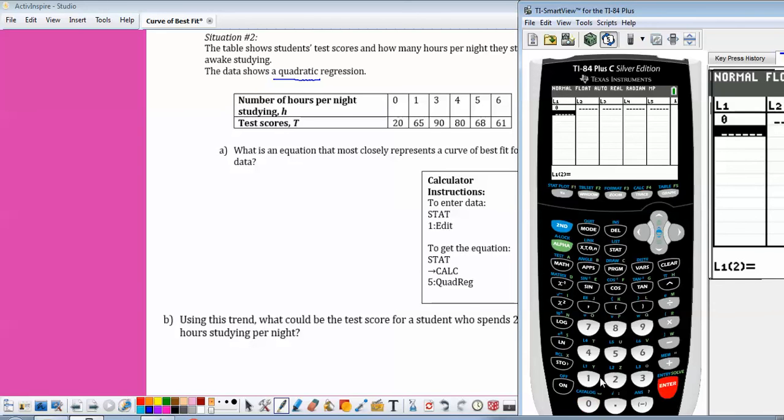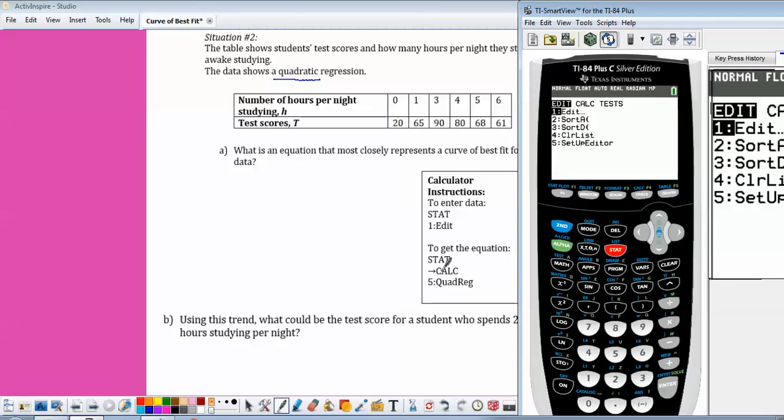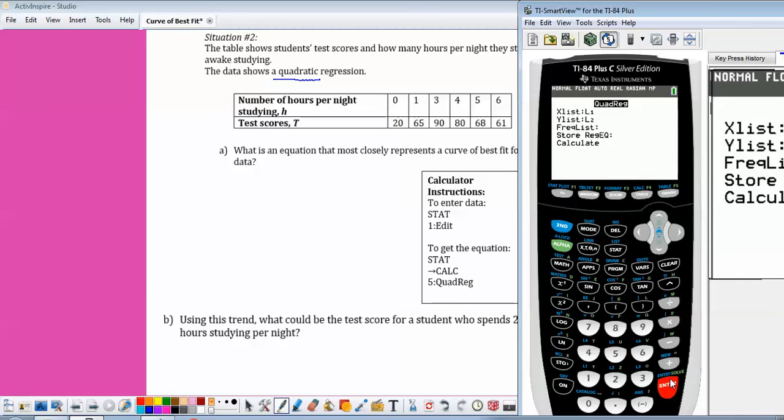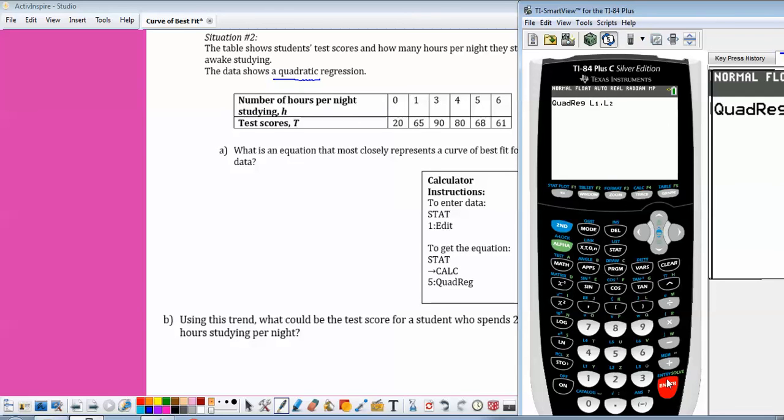I'm going to clear out anything I have in there, and I'm going to put in my x values, so 0, 1, 3, 4, 5, 6, and then 20, 65, 90, 80, 68, and 61. Once my data is in there, to get the equation, I'm going to do stat, go over to calc, and choose number 5 that says quadreg. Push enter, and it gives me this equation.